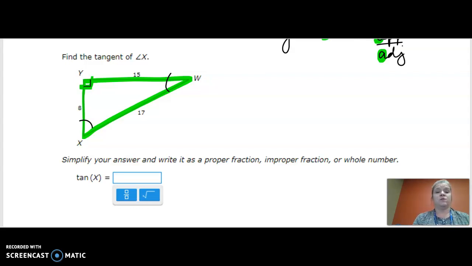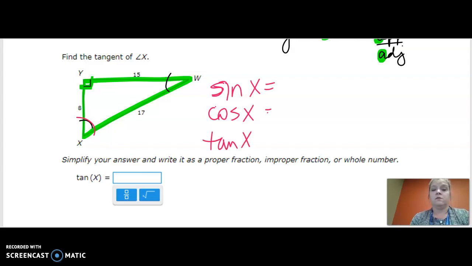So let's say we're talking about angle X. I'm going to pause for just a second. Okay, I got a different pen, so maybe it'll write a little bit better. Okay, so we're just talking about angle X, not angle W, for just a second. So if it asks you for tangent of X, or sine of X, or cosine of X, we're going to be looking at where that angle is. And where that angle is determines what the 8, the 15, and the 17 are.